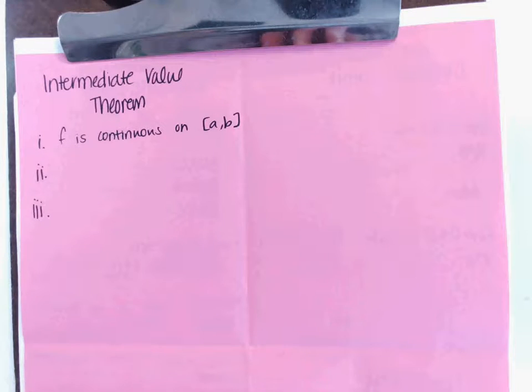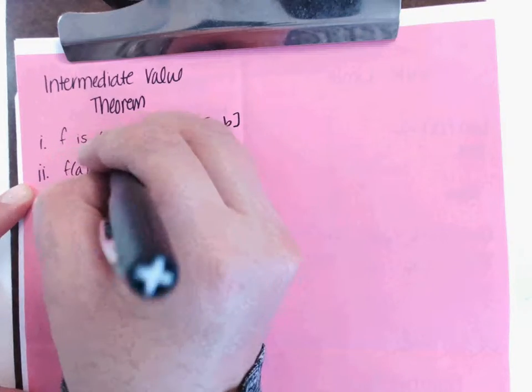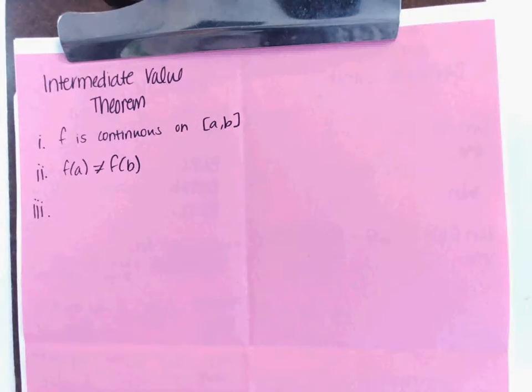Step number 2, what do you have to check with your y values? They cannot be the same. They cannot be equal. Very good. So you'll find f of b, find f of a, make sure they don't match each other. Now, why can't they match each other? Where does k have to be? In between them.